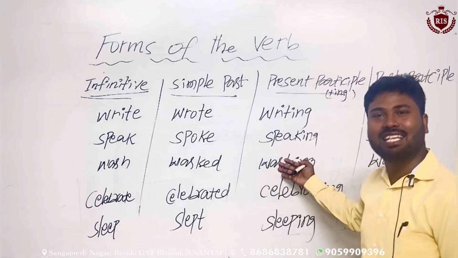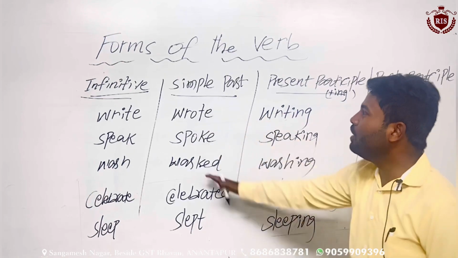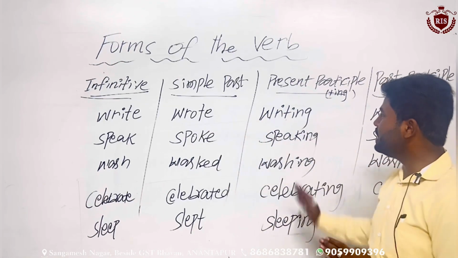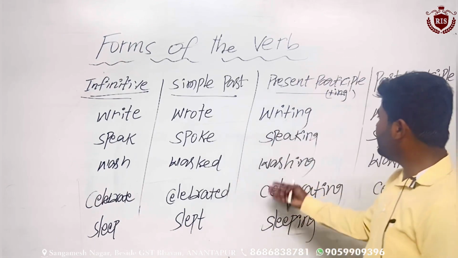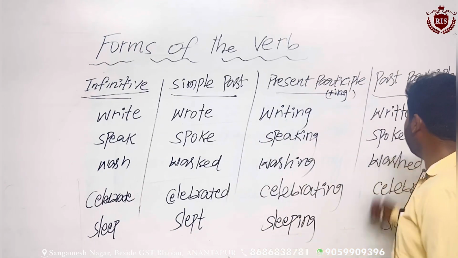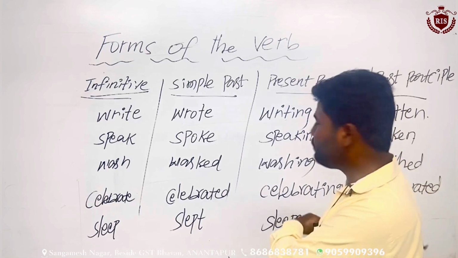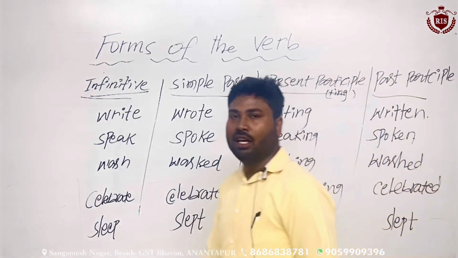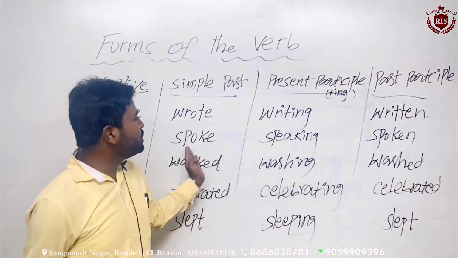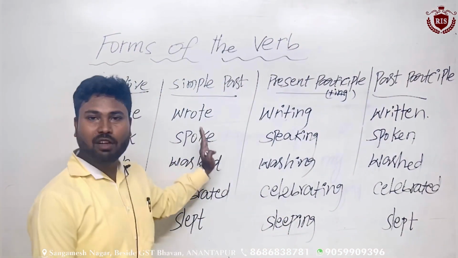It is the easiest form out of the 4 forms. The present participle is easiest because we just add ing to the verb. So writing, speaking, washing, celebrating, sleeping. And the past participle is the last form of the verb. So written, spoken, washed, celebrated and slept. Now everyone has understood the 4 different forms of the verbs.